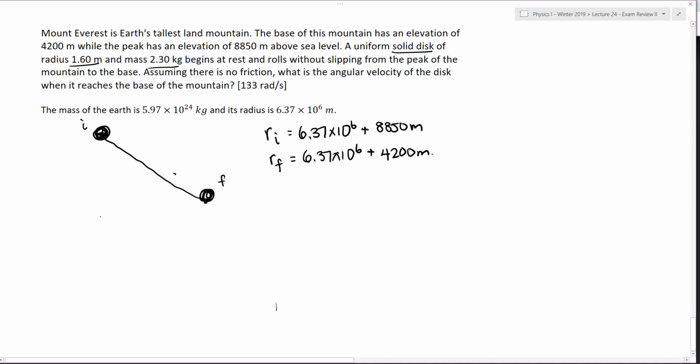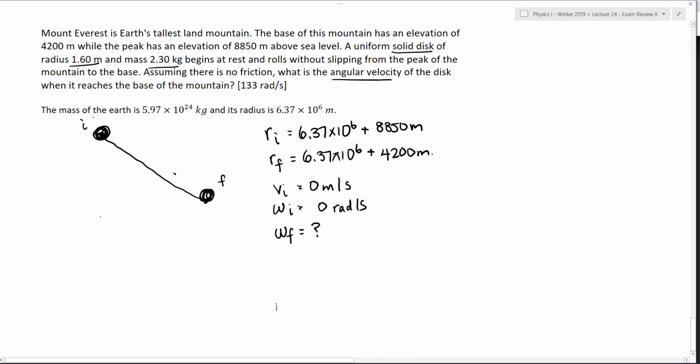It begins at rest, so our initial velocity is 0 meters per second. It's asking for angular velocity, so our initial angular velocity is also 0. This disk is not moving at all, so it has 0 meters per second or 0 radians per second. Angular velocity should be in radians per second. It wants to know what the angular velocity is at the base of the mountain, so I'm looking for angular velocity final. That's what I'm looking for.